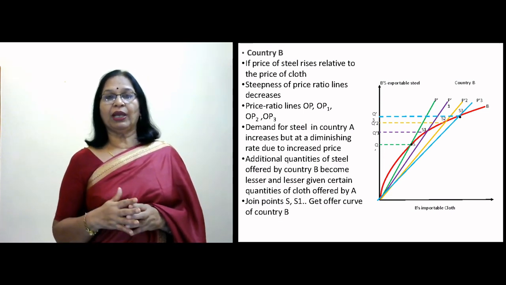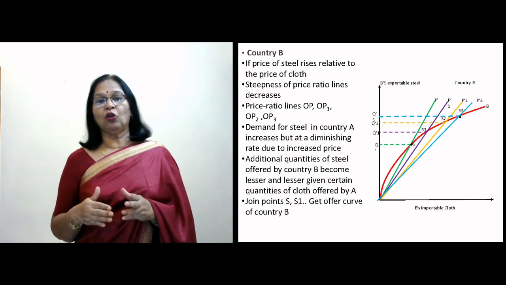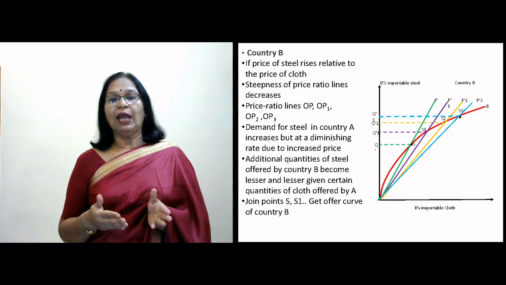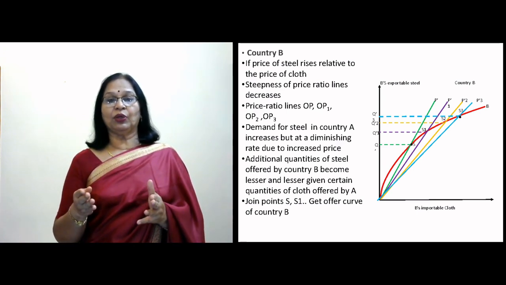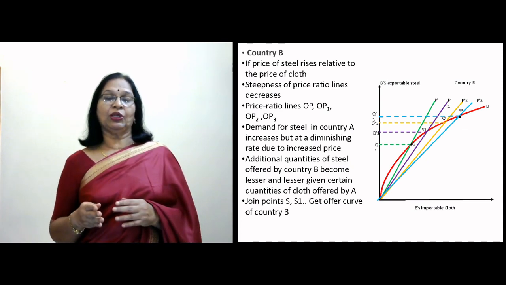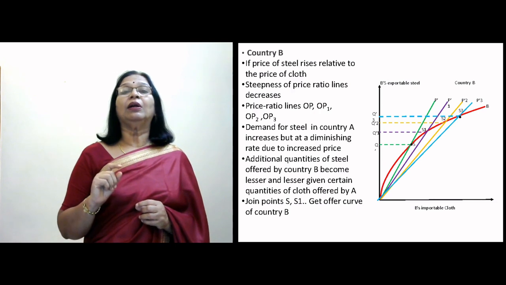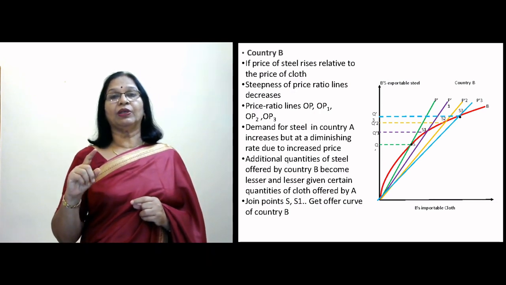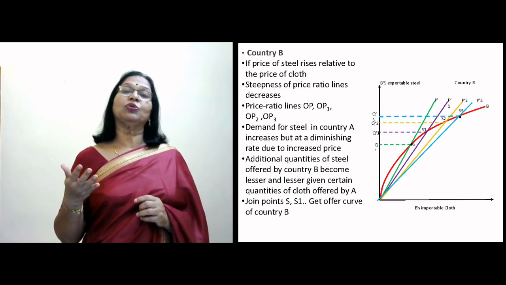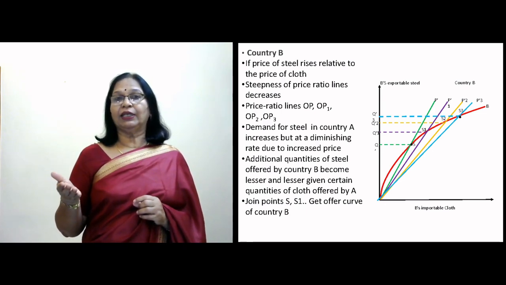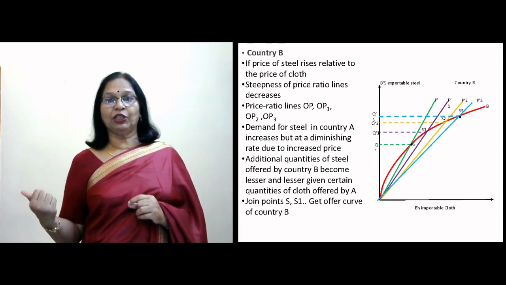So the original price line is P dash. At P dash, the country is willing to offer OQ amounts of steel, and country A is willing to give OQS units of cloth. Now, by the same argument, we can say that the price of steel has increased. When the price of steel increases, what happens to the quantity of steel that it is willing to offer and the quantity of steel that the other country is willing to buy?